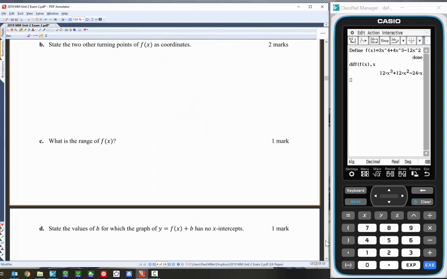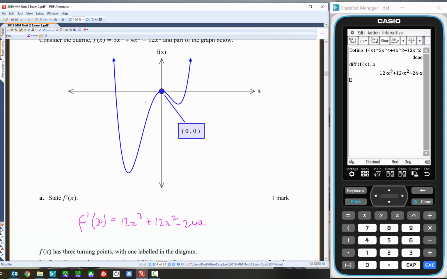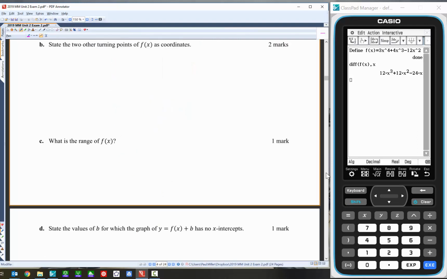All right, so then state the two other turning points of f of x as coordinates. So there's our function. That one's labeled. We want this one and this one. Essentially what we're going to do is find out when the gradient of this function is equal to 0. That's going to give us the x values. Bang those x values in for the y's.